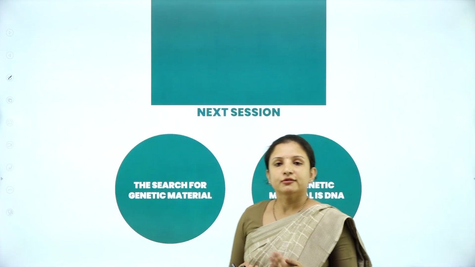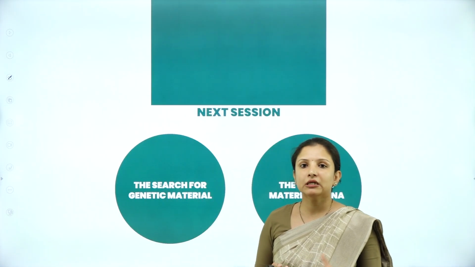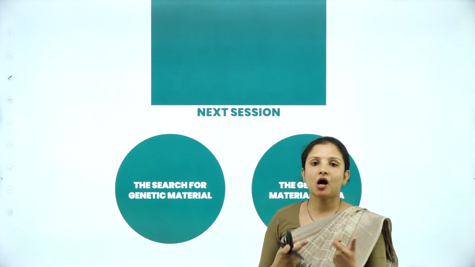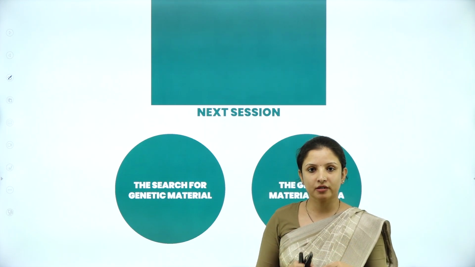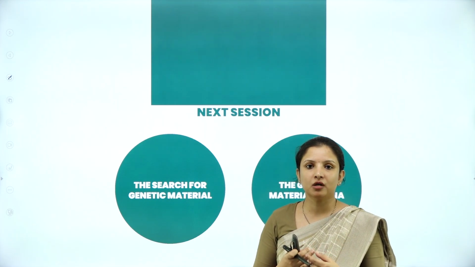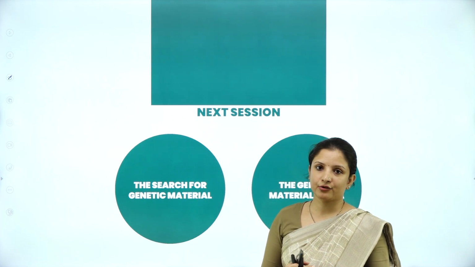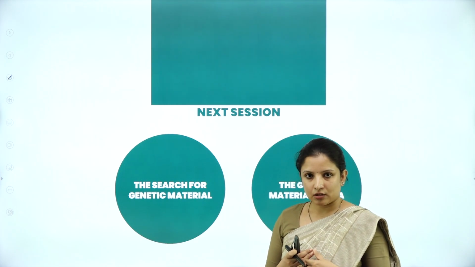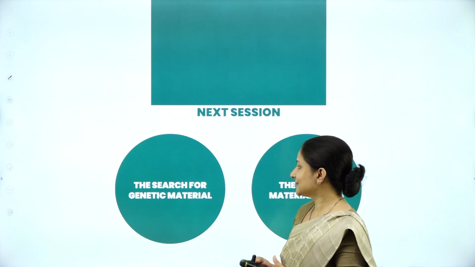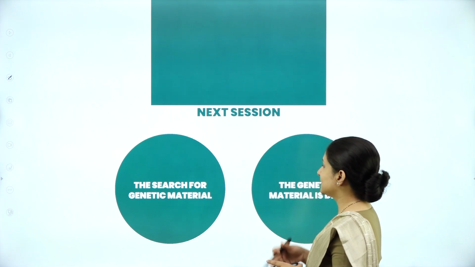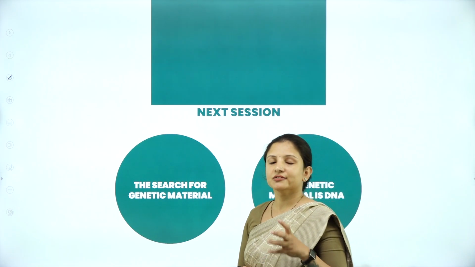So this is about chromatin. This was the session wherein we learnt about the packaging of the DNA, what the proteins involved in the packaging are, how they form an octamer, what euchromatin is, and what heterochromatin is. In the coming session, we will learn about the search for the genetic material.